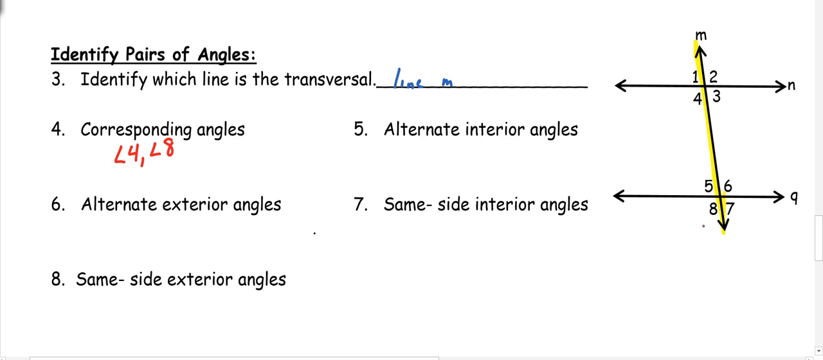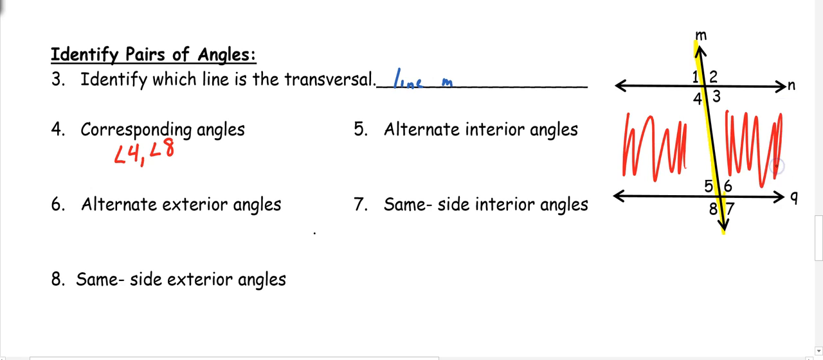Number 5, alternate interior angles. So remember, alternate interior angles need to be between the lines and on opposite sides of the transversal. So if I pick angle 3, my alternate interior, the other side of the line, inside would be angle 5.